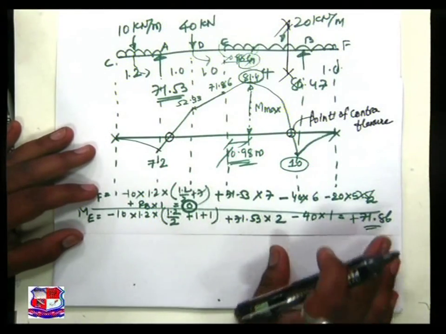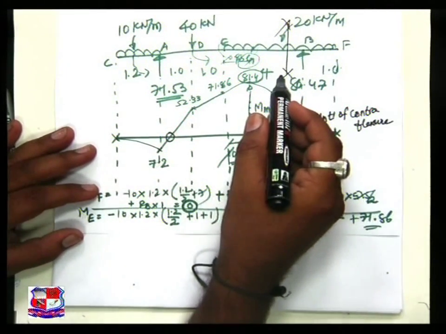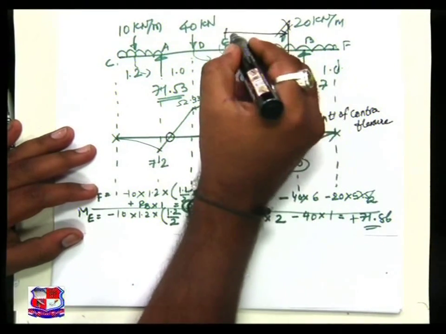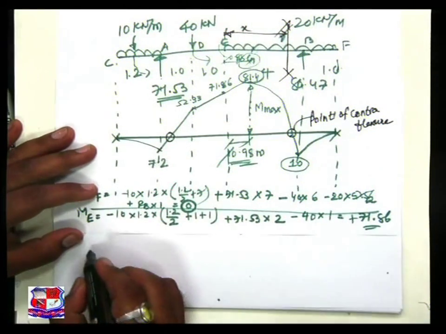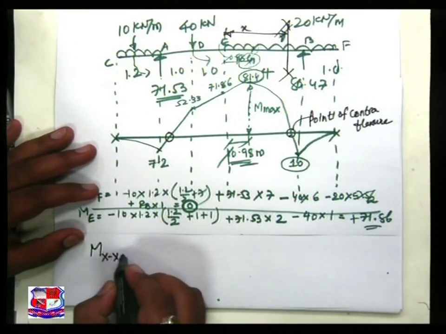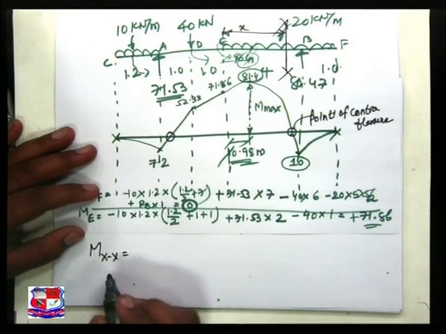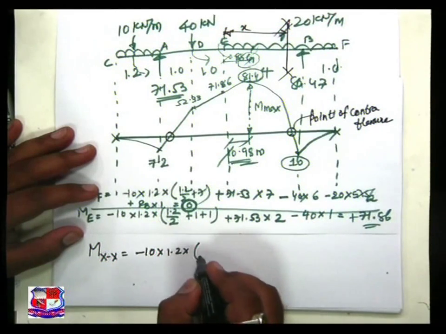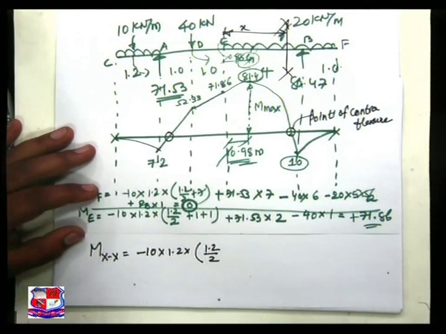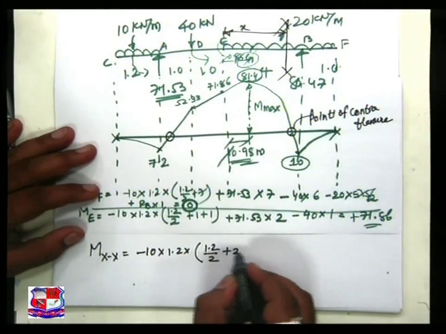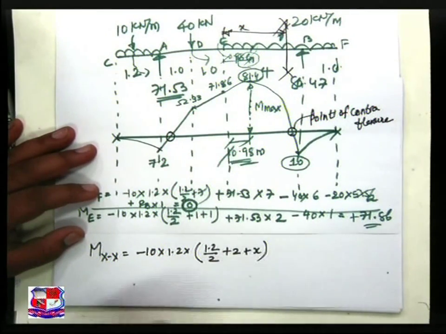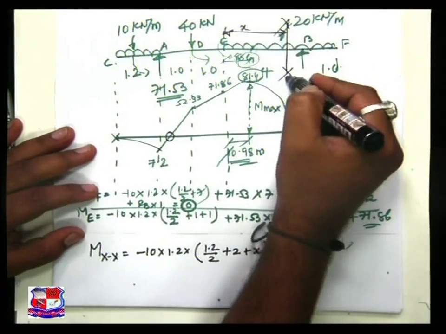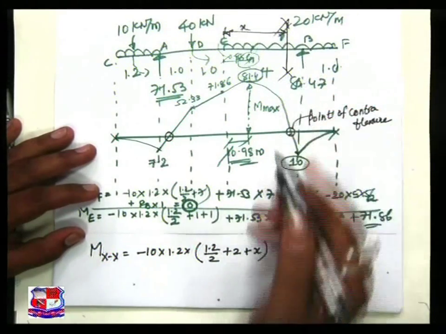So now if I take a section XX over here at distance x from E, then the moment at XX is equal to minus 10 into 1.2 into (1.2 by 2 plus 2 plus x). I am interested to find out the moment over here because of all the loads.